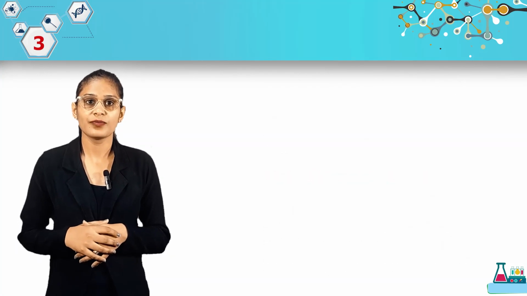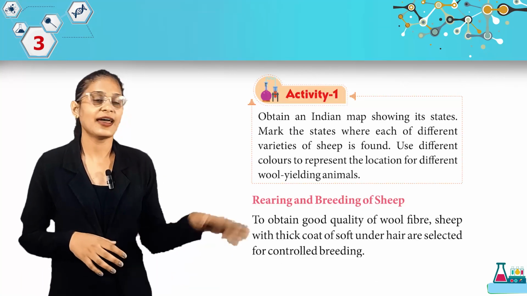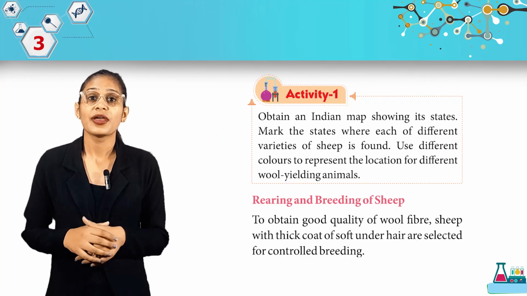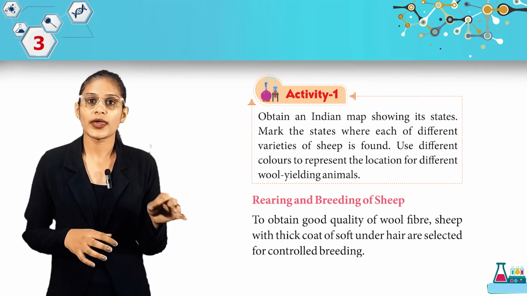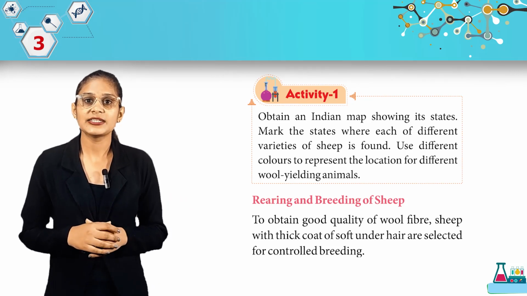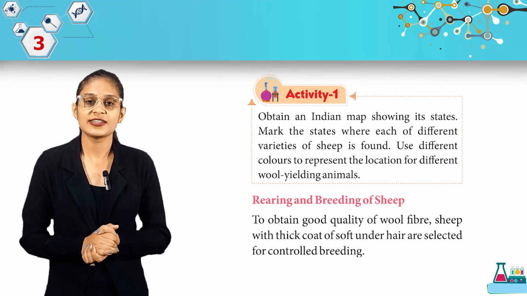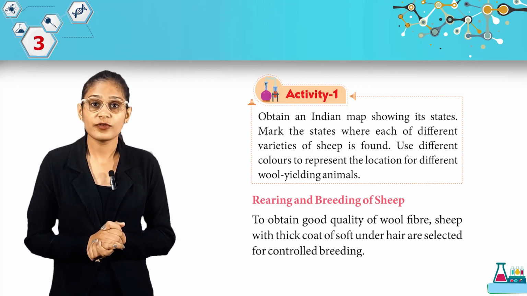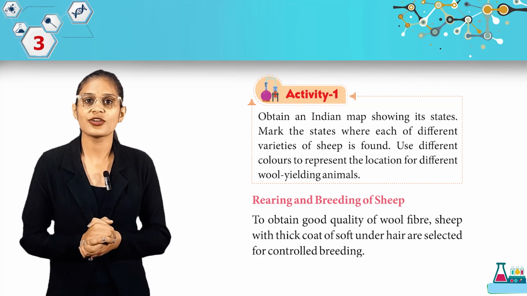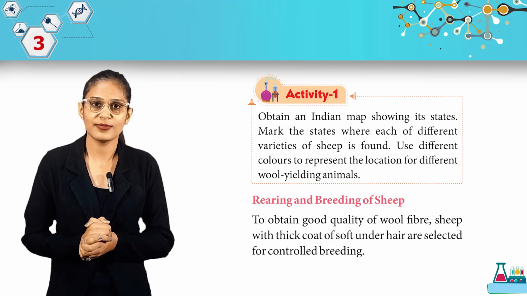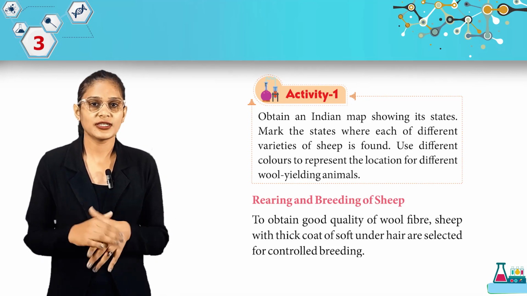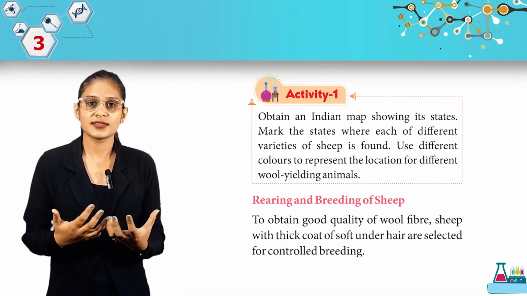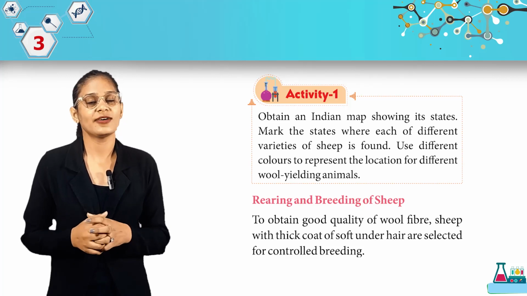Okay students, now look here, here we have an activity, activity 1. Obtain an Indian map showing its states. Mark the state where each of different varieties of sheep is found. Use different colors to represent the location for different wool yielding animals. So students, you can do it. It is very easy and you can ask your teacher also if you have any doubt.